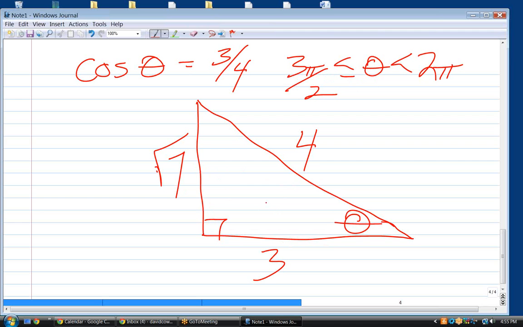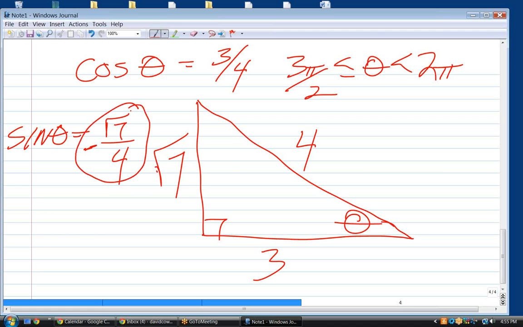Once I've dimensioned my right triangle, now I know that the sine of theta has to be root 7 over 4. But if it's in the fourth quadrant, it's negative. So there would be my sine of theta.